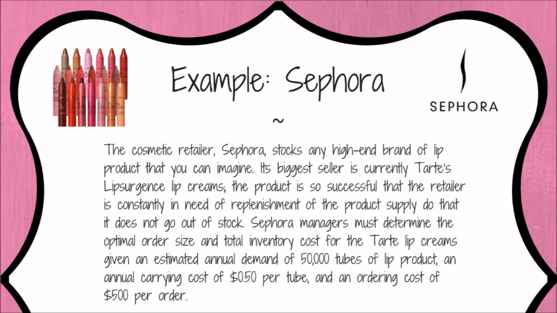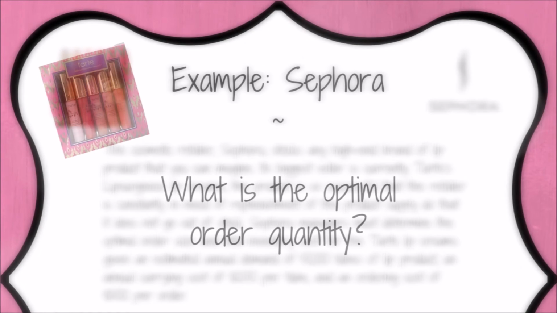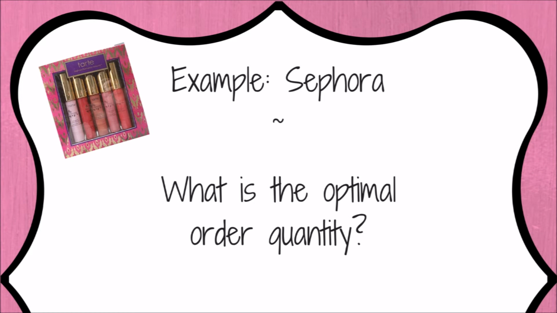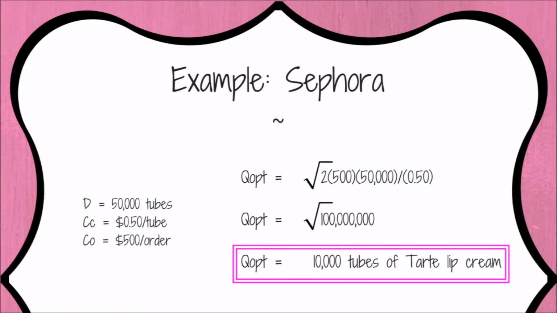Sephora managers must determine the optimal order size and total inventory cost for the Tarte lip creams given an estimated annual demand of 50,000 tubes of lip product, an annual carrying cost of 50 cents per tube, and an ordering cost of $500 per order. So what is our optimal order quantity? All we need to do is plug in the numbers for the formula.